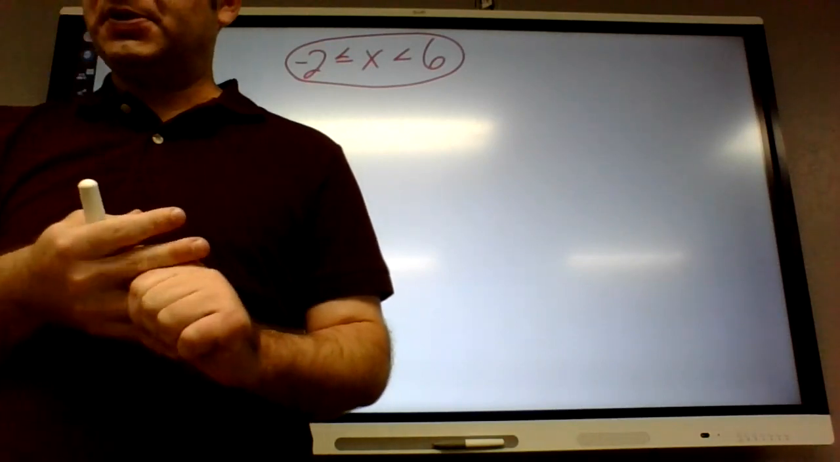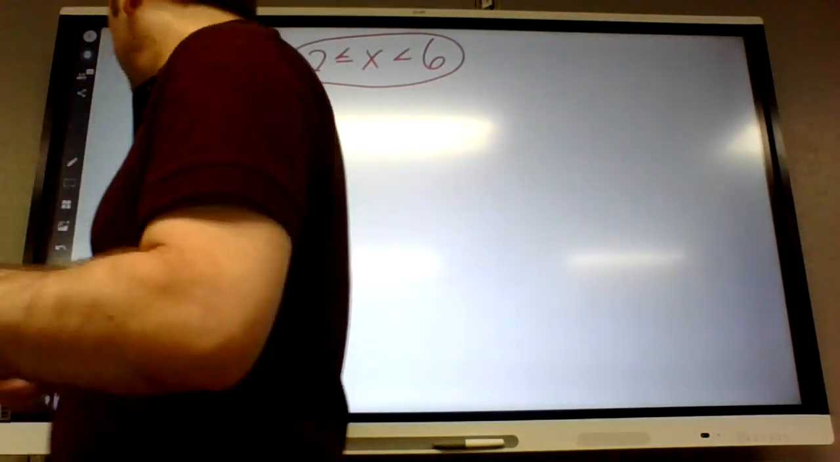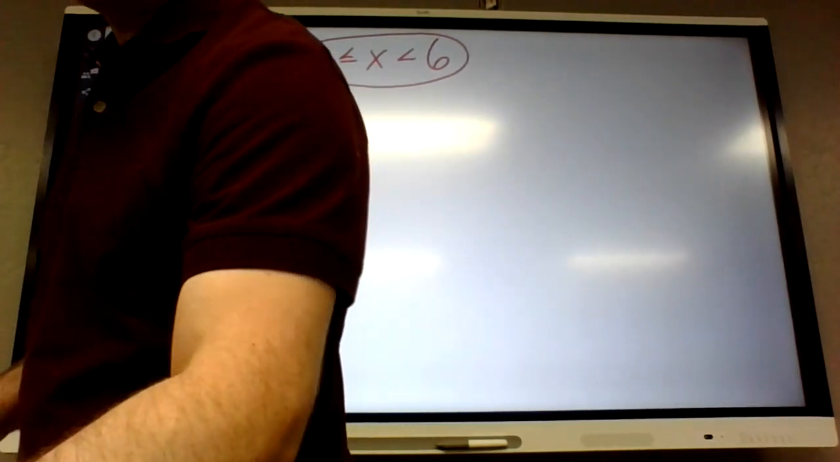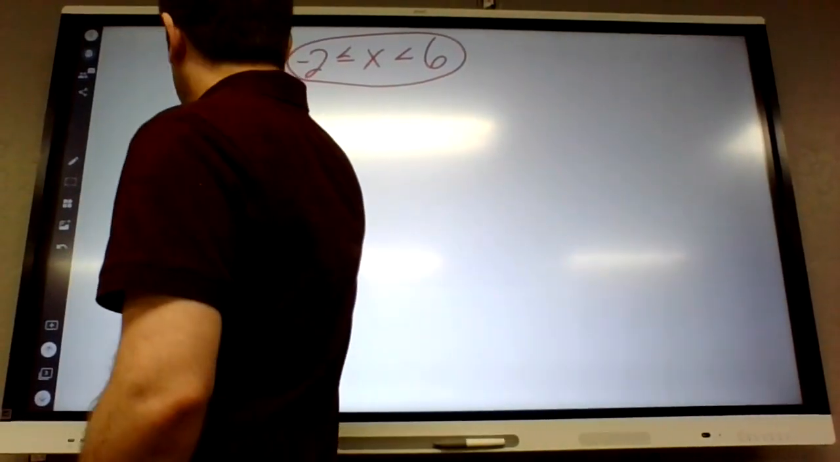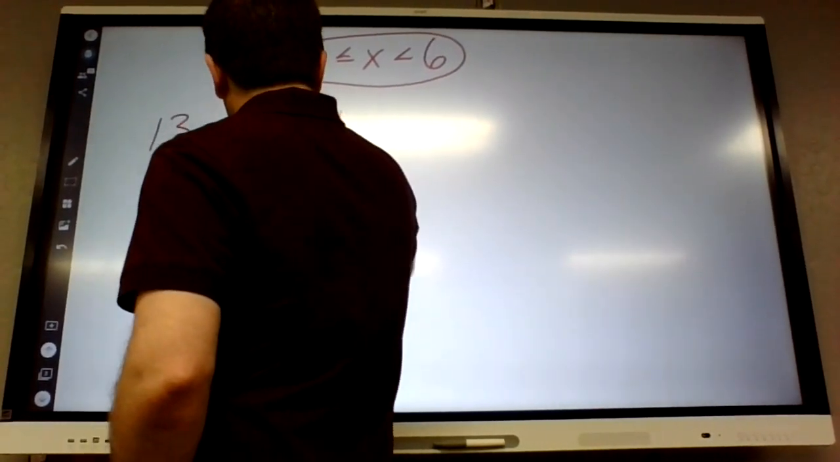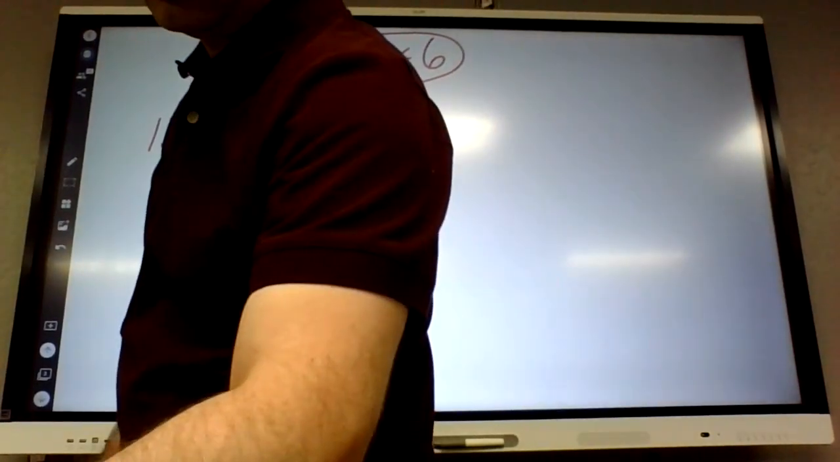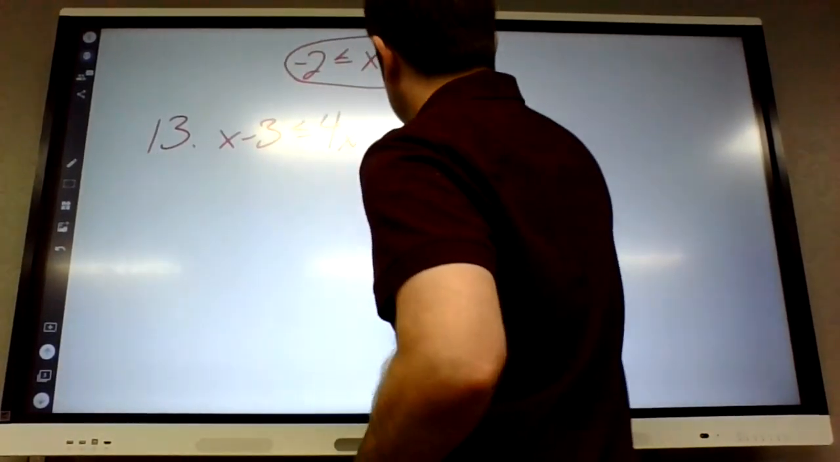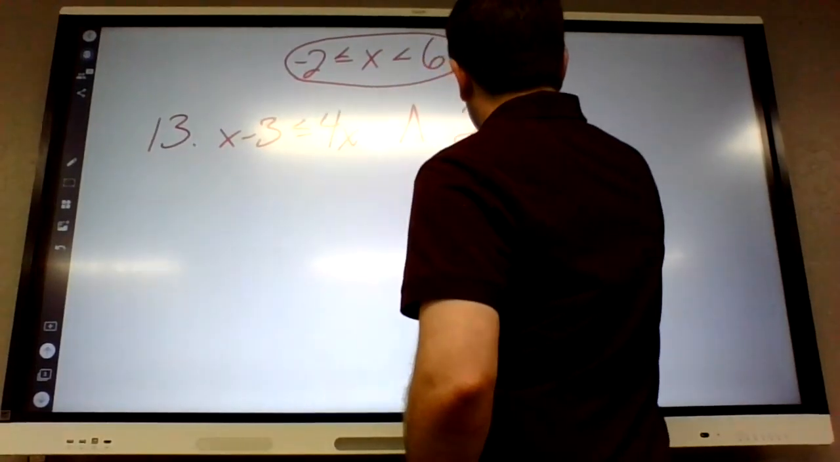One of the evens is, okay, never mind, we don't have to worry about that. 13: x minus 3 less than or equal to 4, and 2x plus 6.